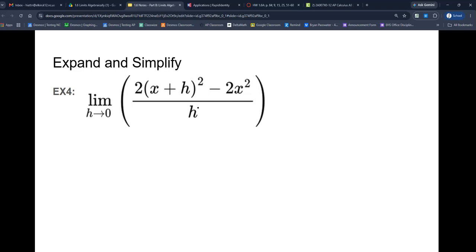Okay, let's look at this one. Again, we've got an h in this problem. So this one has h's and has x's. This means that we are probably going to get an x left in our answer. I think I know more than you. I think our answer is just 4x.